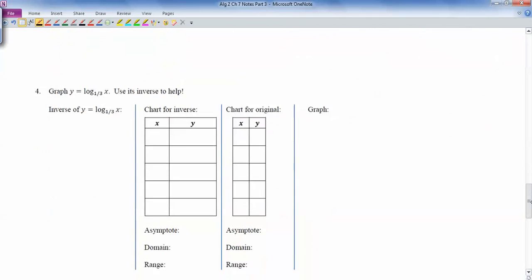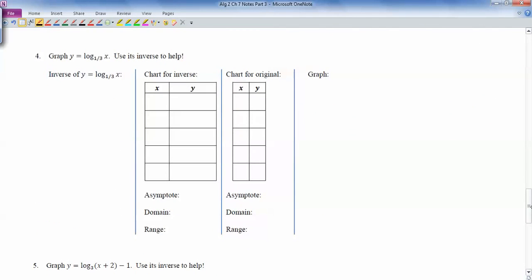All right, let's take a look at number 4. So in number 4, you're asked to graph log base 1/3 of x, and you want to use the inverse to help. So the first thing you want to do is figure out what the inverse is. So the inverse is going to be x equals log base 1/3 of y. Well, that's not very helpful. We need to rearrange the form.